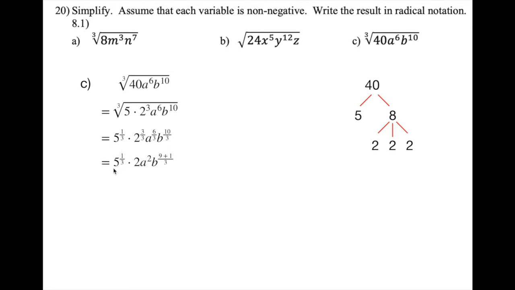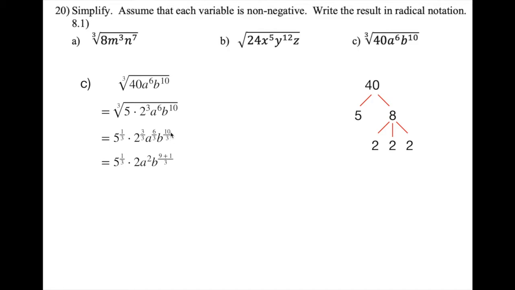For the first one, there's nothing much we could do, so we'll just put it here. For the 2, the power is 3 over 3, which is just 1, so times 2. For the a part, it's 6 over 3 for the power, which is 2, so a squared here. For the b part, it has a power of 10 over 3.